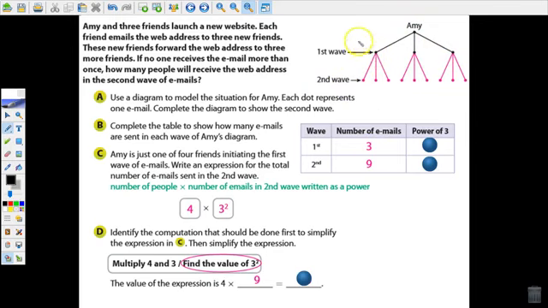So the first wave is 3 to the first power. The second wave would be 3 to the second. So what do we think the third wave would be? 3 to the third. Okay? So there's 3 to the second, or 3 squared is 9 people, and then 3 to the third would be 27 people. Okay? Moving on.